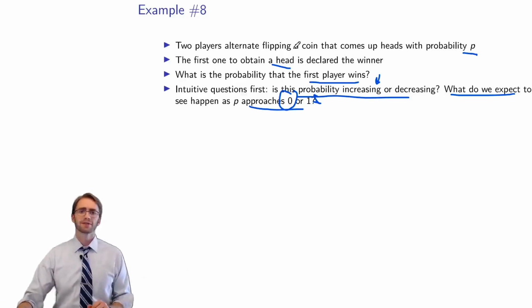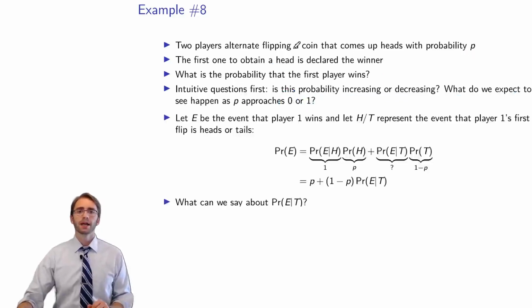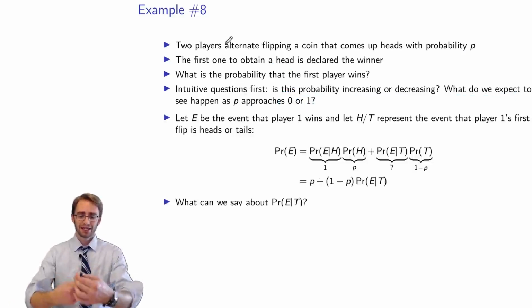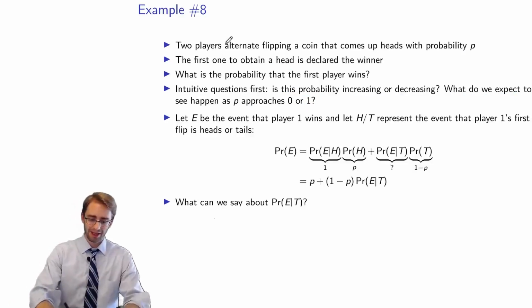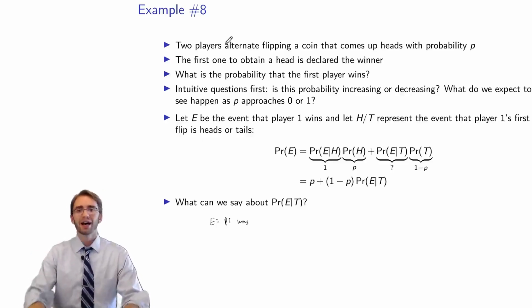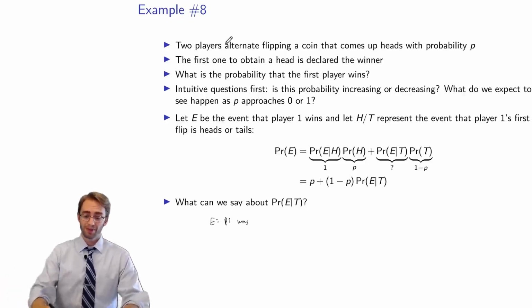So how do we analyze this problem? What we'll do is we'll say E will be the event that player 1 wins. I used to call this person A. I'm not sure why I changed that. And so H or T will be, again, the outcome of the first flip, right? H versus T is the first flip outcome.